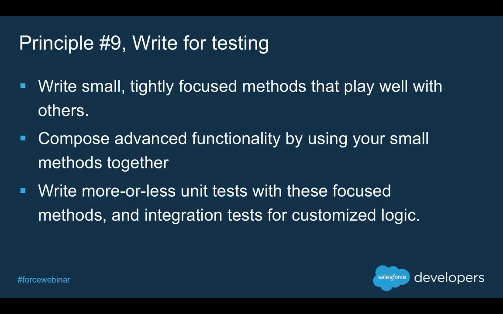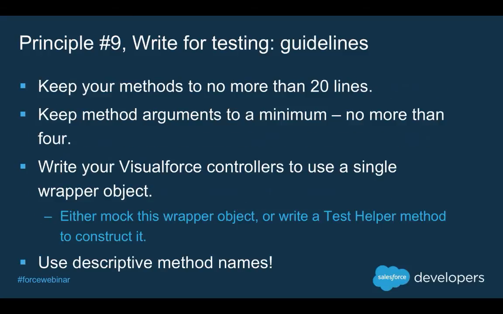Now that's a whole lot of great computer science theory, but what does it mean to actually do that in practice? So I was thinking about this a while back, and I put together some guidelines on writing for testing. So as you're writing your code and you want to make sure that you're writing this to be easily testable, try to keep your methods to no more than 20 lines.